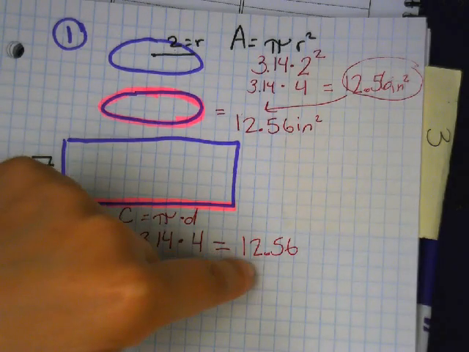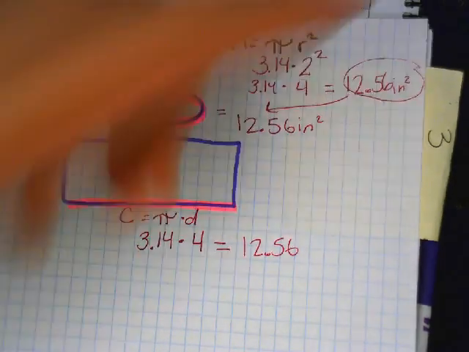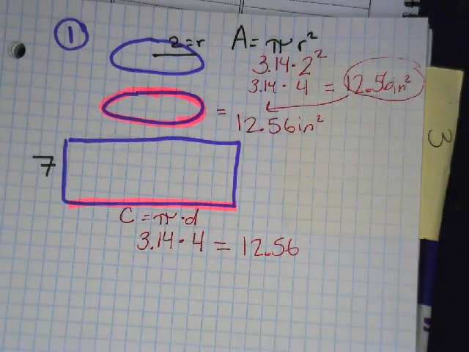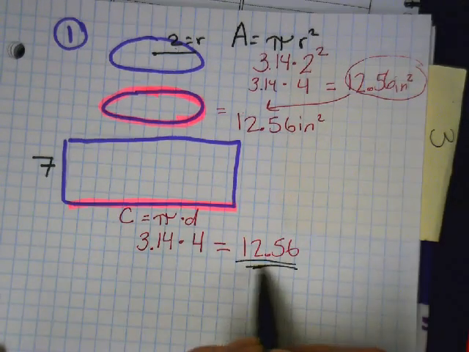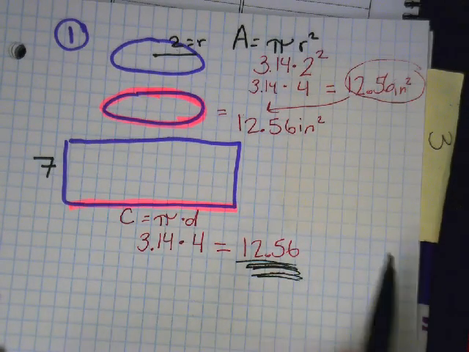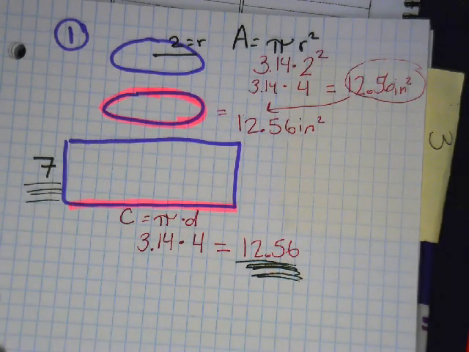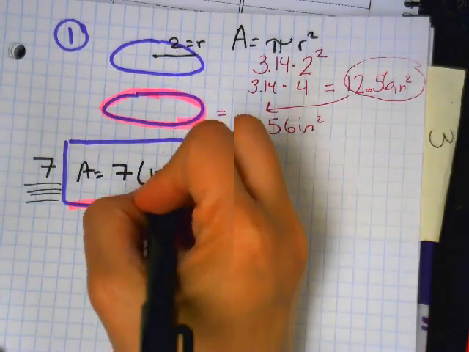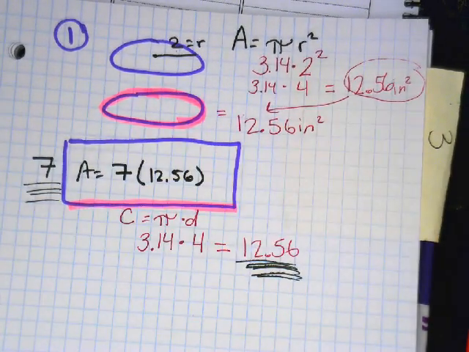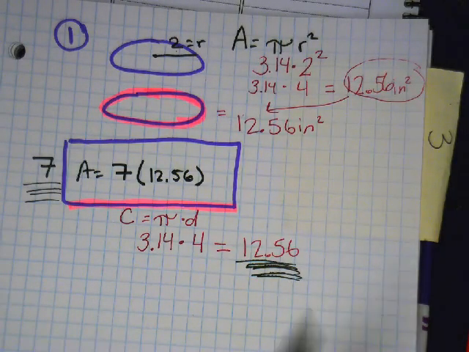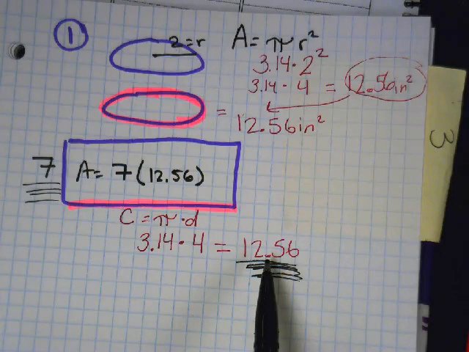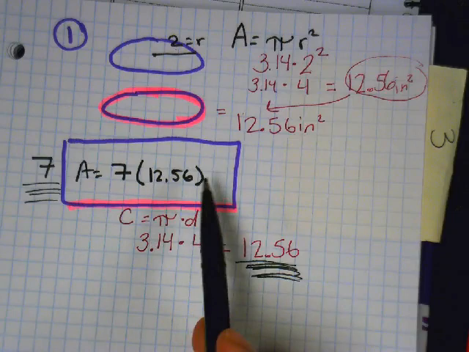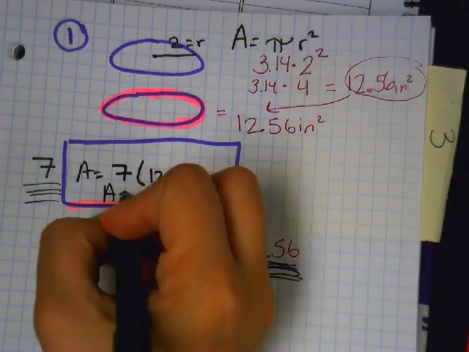Let me add this number plus this number plus this number. And it's like, no, did you multiply this times this? And the answer is no. So once you get this number, you have to multiply it with 7. So area is equal to 7 times 12.56. But kids forget to do the times 7. They think they're done here and they start adding. It's like, no, you got to multiply by 7. So what is 7 times 12.56? 87.92?